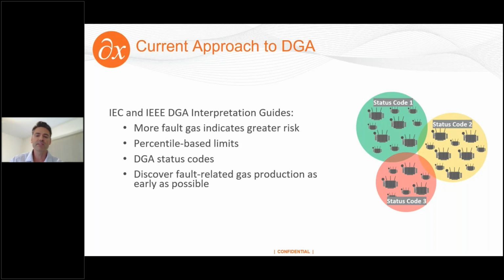So ultimately, the rationale for DGA, including reliability-based DGA, is to discover fault-related gas production as early as possible, to do something about it to prevent potentially expensive deterioration, damage, or shortening the service life of the transformer.